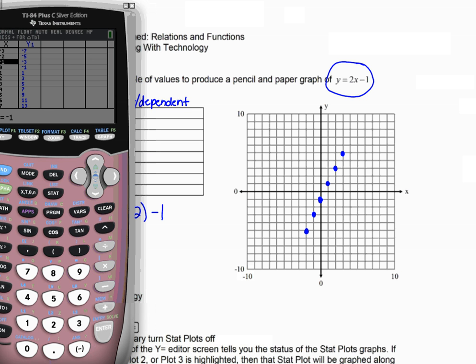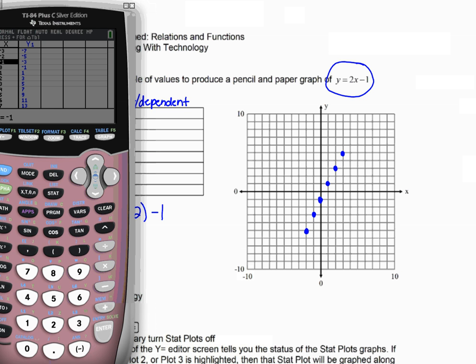Yes, always. The only time we don't connect is if it's an application type problem where it doesn't make sense, like the number of students, well, you can't have half of a student. Like there's an actual context, it's an application. If it's just an equation, we always connect it.